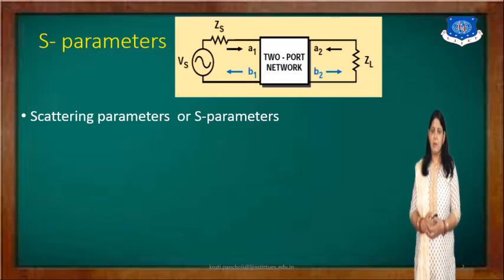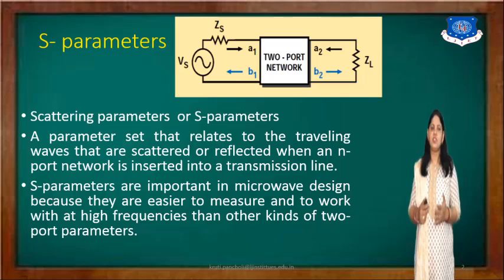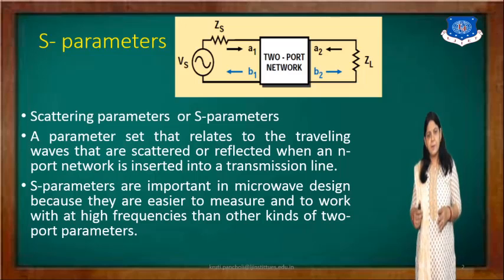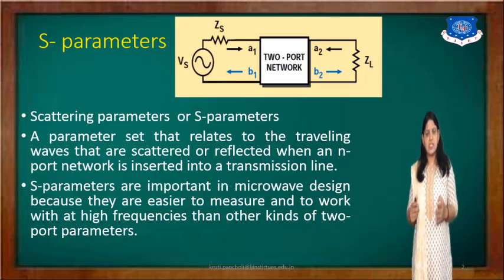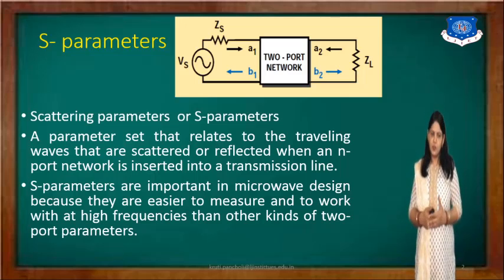So what is the scattering parameter or S parameter? It is a parameter set that relates to the traveling waves that are scattered or reflected when an N-port network is inserted into a transmission line. Here we can also say that A1 and A2 are the traveling waves, and B1 and B2 are the reflected waves for the network.